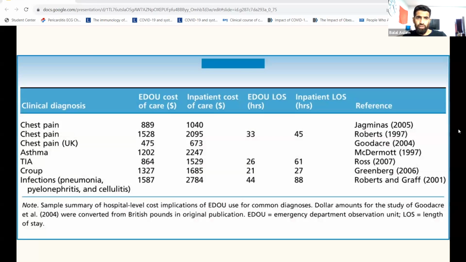If you look at this chart, it kind of shows the average cost to manage some common things that we see on OBS versus if that patient was admitted to the hospital. For chest pain, we see that it's a few $100s cheaper, and you have a pretty dramatically reduced length of stay with similar outcomes. With TIA, you can see something similar. It costs a lot less, and you have patients staying 26 hours versus 60 hours. Shorter length of stay also allows you to have higher turnover, move more volume through an obs unit, and kind of clear the ED from overcrowding.